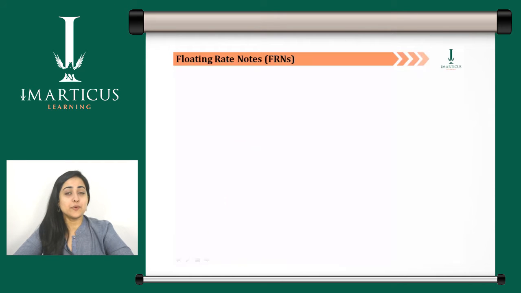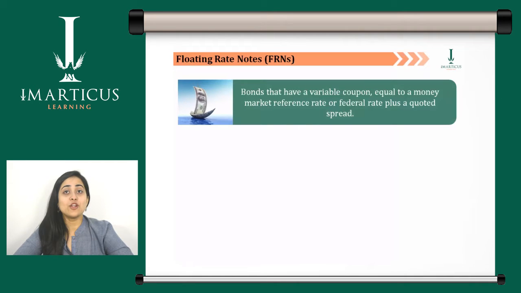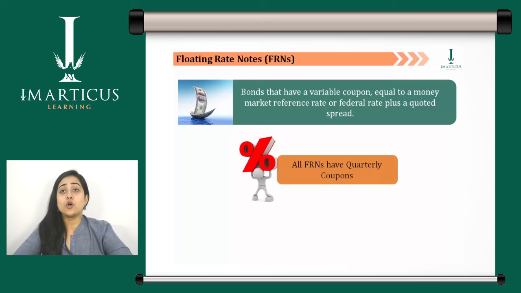Moving on to floating rate notes. Floating rate notes or FRNs are bonds that have variable coupon equal to money market reference rate like Libor or federal funds rate plus a quoted spread. The spread is a rate that remains constant. Almost all FRNs have quarterly coupons, that is, they pay out interest every 3 months.